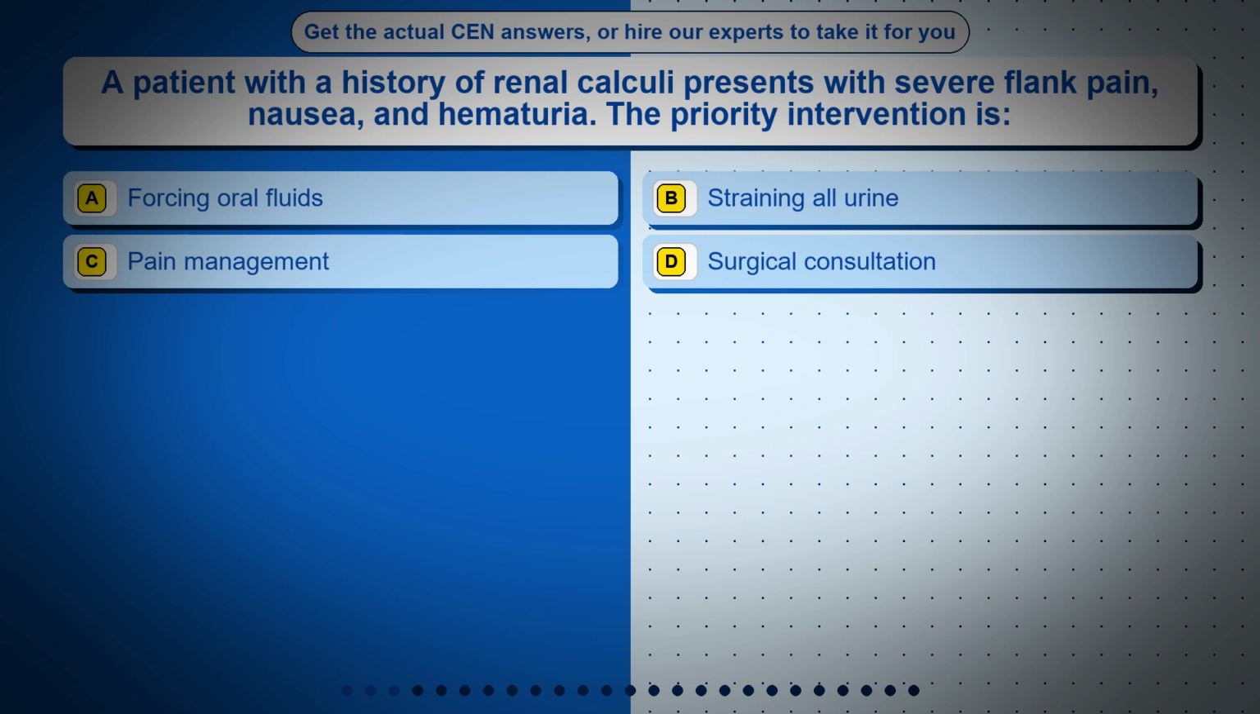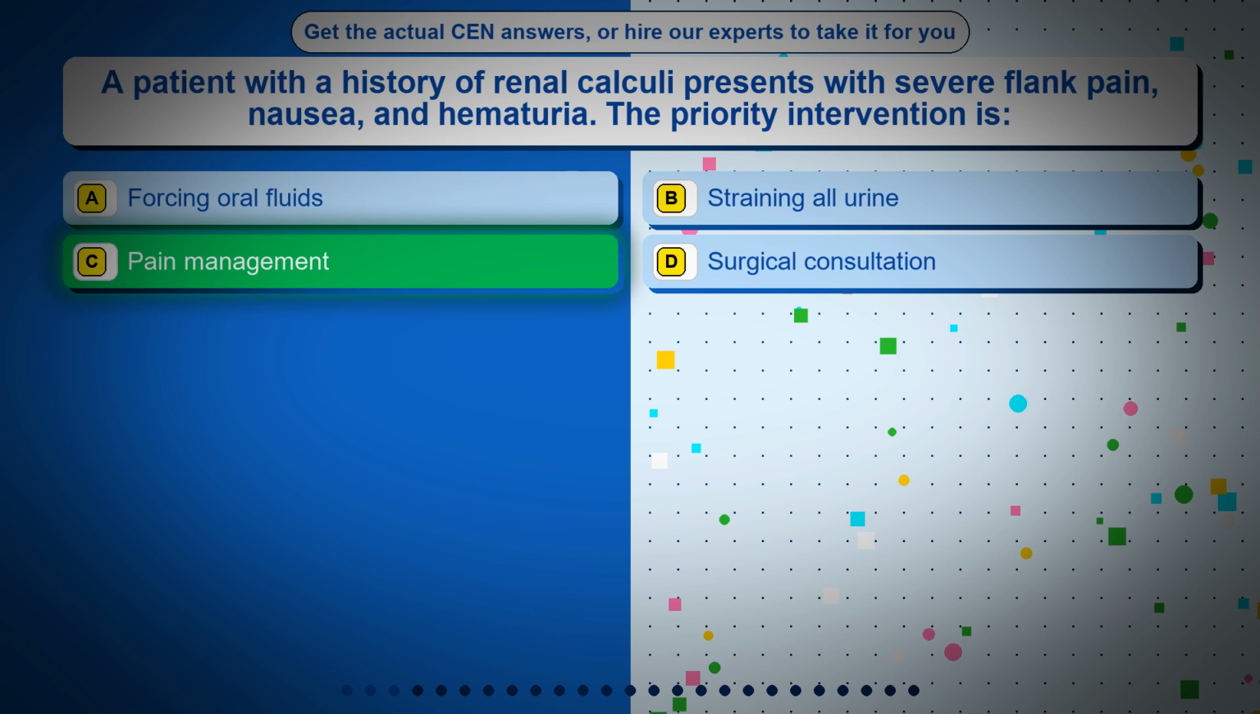Question 3. A patient with a history of renal calculi presents with severe flank pain, nausea, and hematuria. The priority intervention is option A, forcing oral fluids, option B, straining all urine, option C, pain management, option D, surgical consultation. The correct answer is option C, pain management.